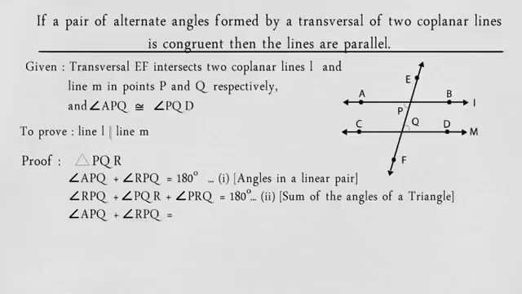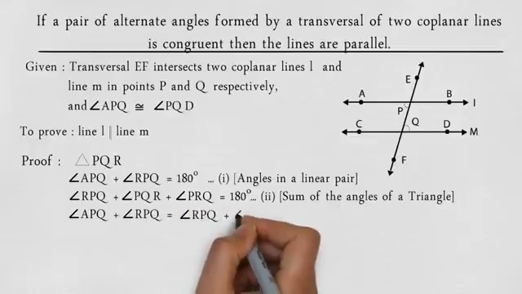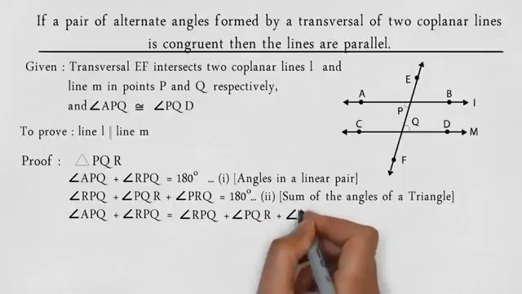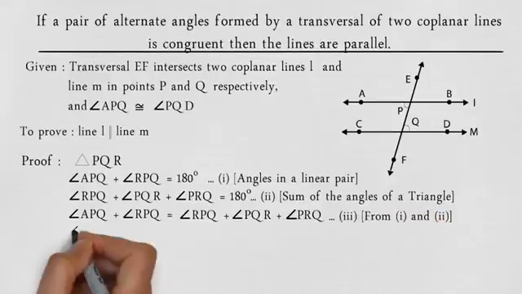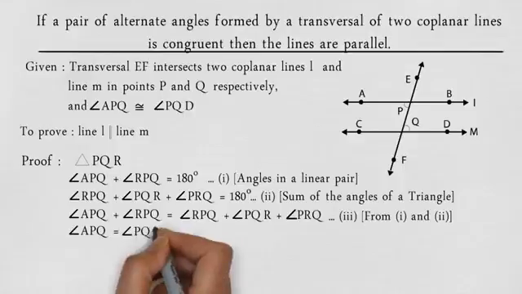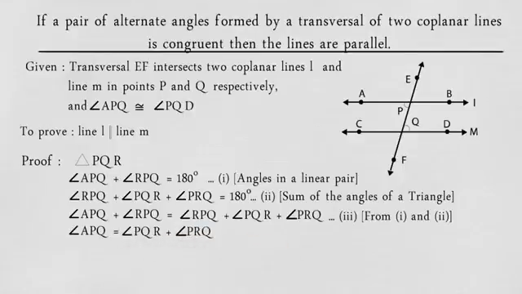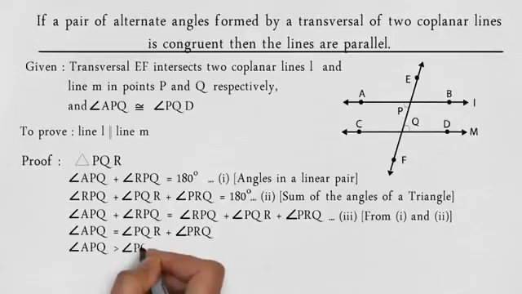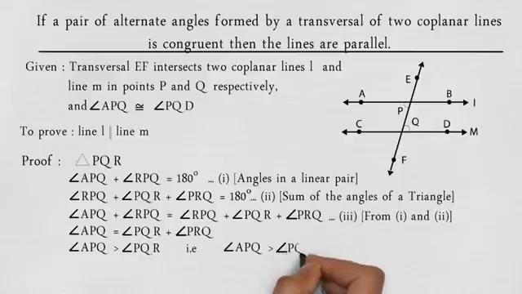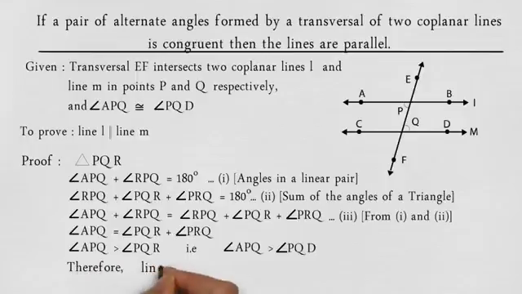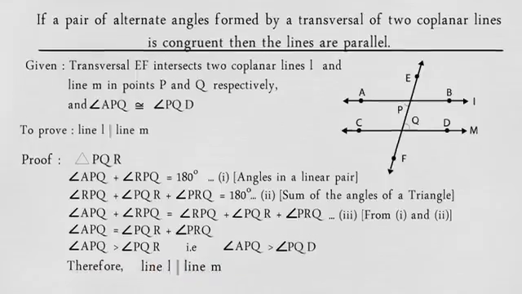Angle APQ plus angle RPQ is equal to angle RPQ plus angle PQR plus angle PRQ. We get this from points 1 and 2. Angle APQ is equal to angle PQR plus angle PRQ. Angle APQ is greater than angle PQR, that is, angle APQ is greater than angle PQD. It contradicts the given, angle APQ is congruent to angle PQD. So, our assumption is wrong. Therefore, line L is parallel to line M.